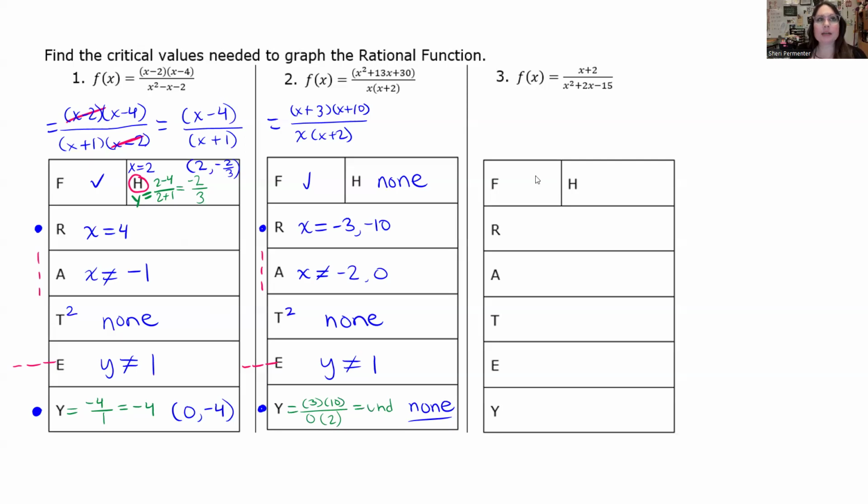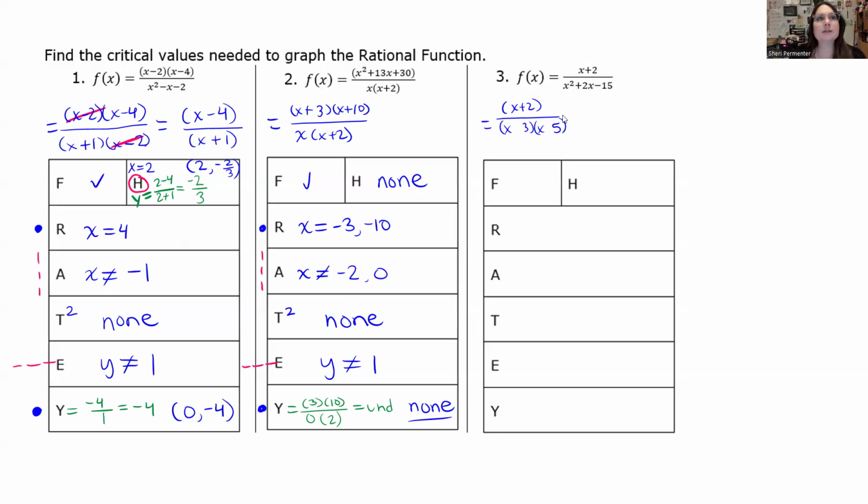We're done with that one. Next. The next one, I am not factored, so I need to factor this. My numerator is good, x plus 2, but for my denominator, I have to think about what two things can multiply to give me 15 that could be put together in such a way to make 2. 5 and 3 will work. 3 and 5. Y'all are getting good at fast factoring.